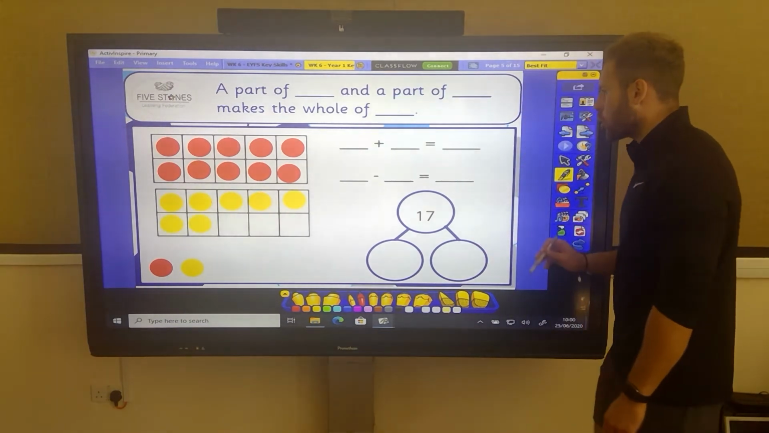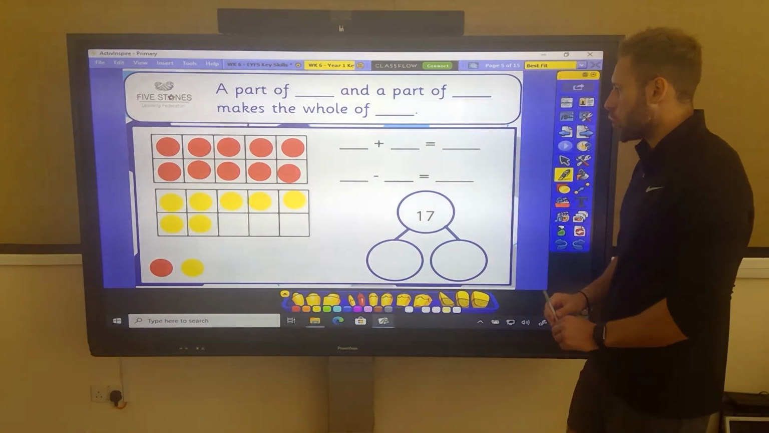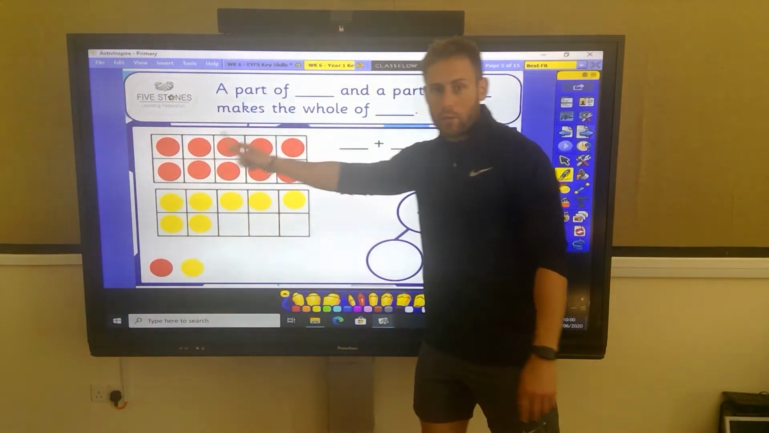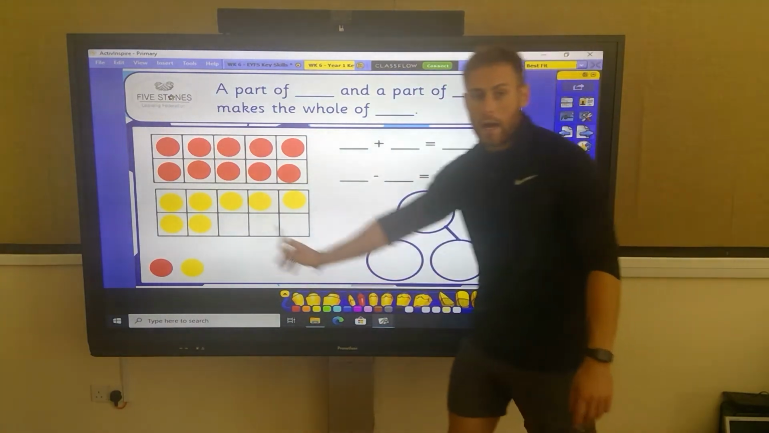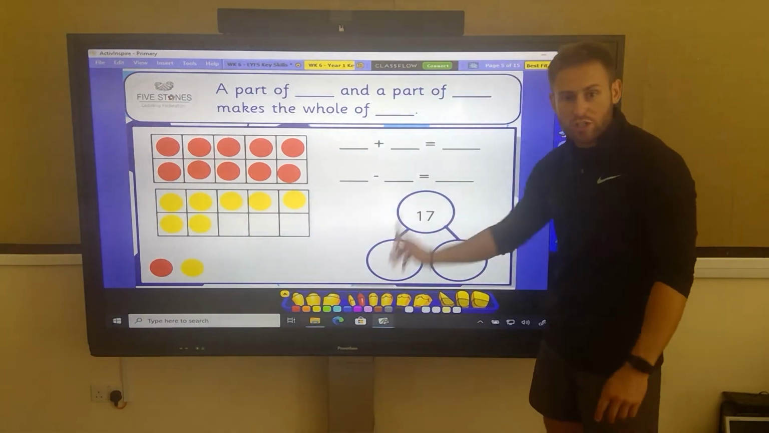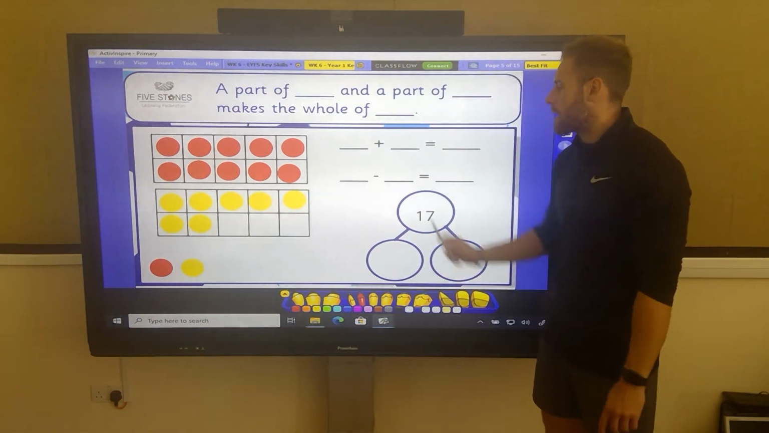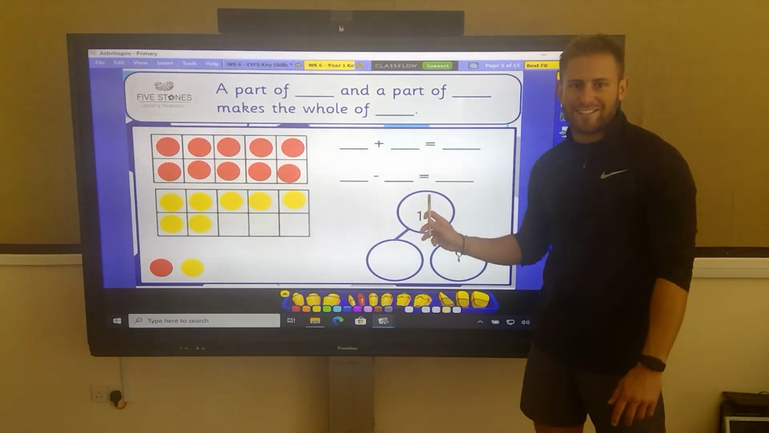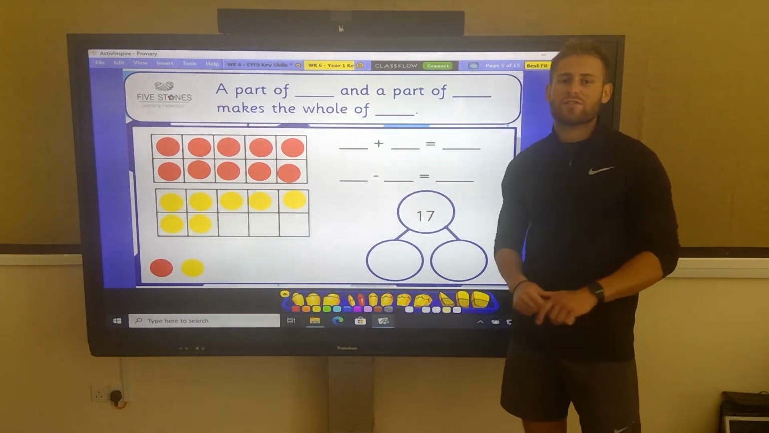I'm going to leave this one up to you. So, complete the part whole model, recognising how many we have in our red part, how many we have in our yellow part. Once you have that completed, can you please write an addition sentence and also a subtraction sentence? Pause the video to give yourself some working out time.